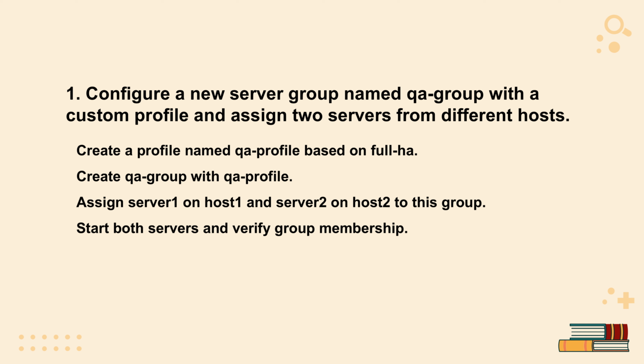So the initial task throws you into configuring a new server group. They want it named core group. Now, this isn't just creating an empty container. You also need to assign a custom core profile to it. And then the real kicker, you've got to add two specific servers, server 1 from host 1 and server 2, living on host 2, into this brand new group.